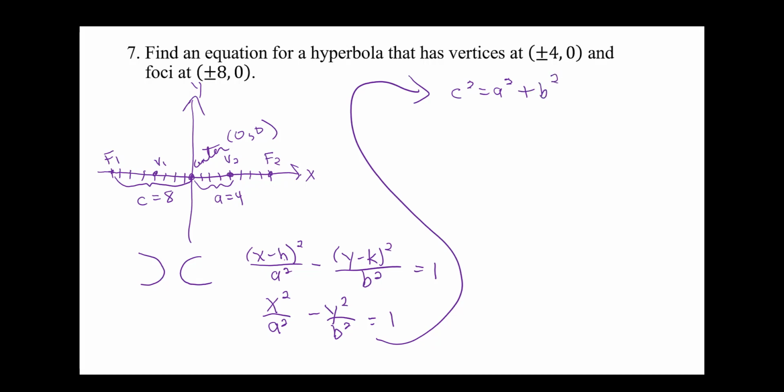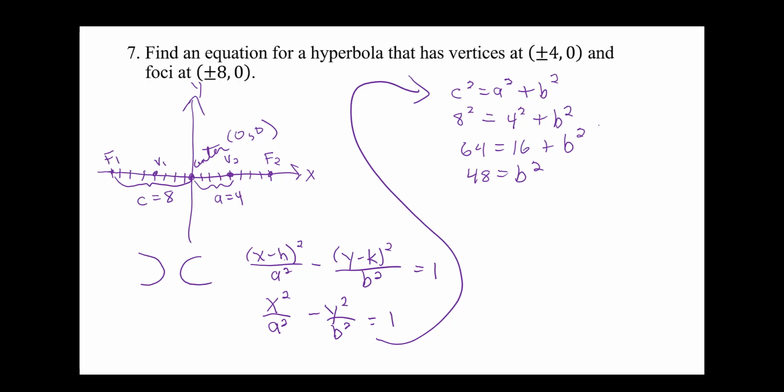And so here c squared, c is 8, so 8 squared equals a, which is 4, 4 squared plus b squared. We have 64 equals 16 plus b squared. So subtracting 16 from each side, we get 48 equals b squared.